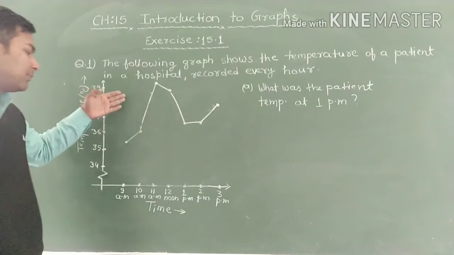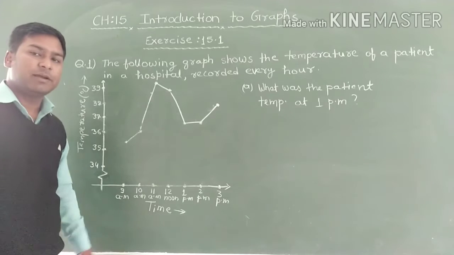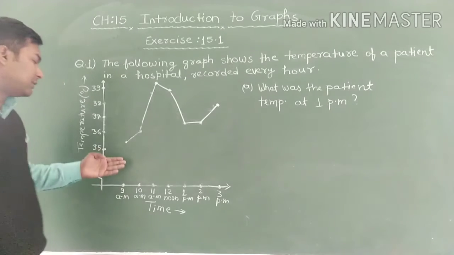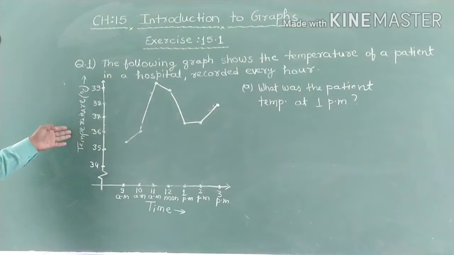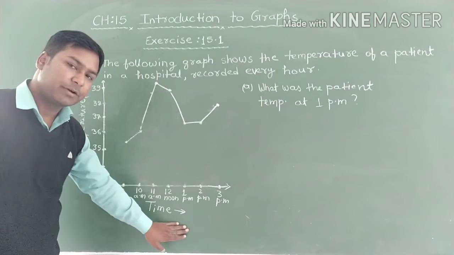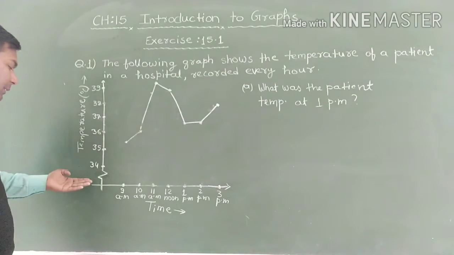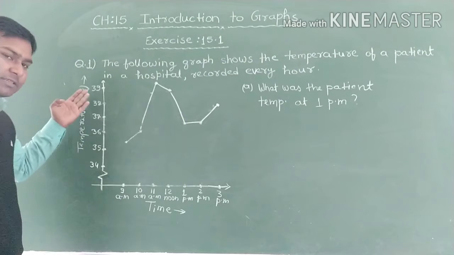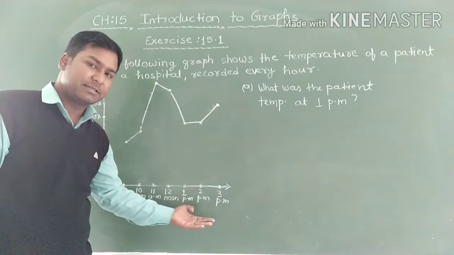Okay, the graph shows here. So first of all we have to read the graph. The graph shows the temperature of a patient in a hospital versus time. The temperature is given on the y-axis and the time is given on the x-axis.